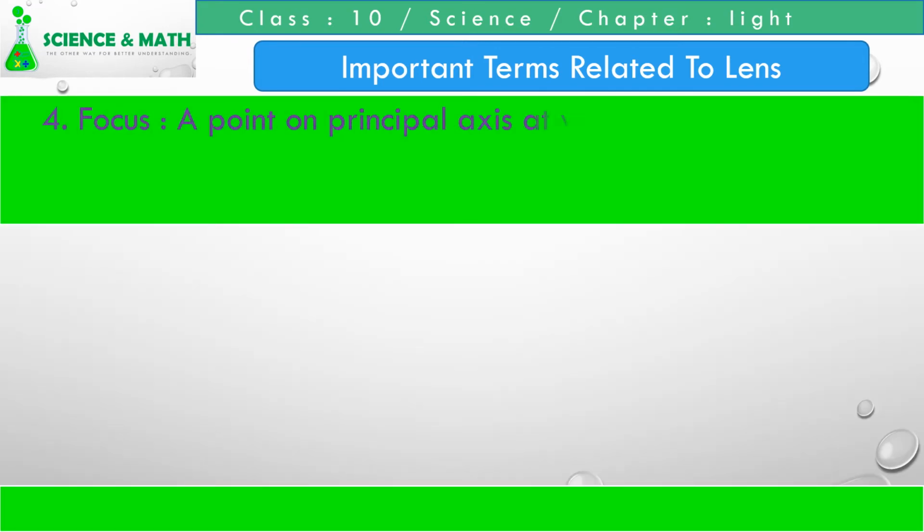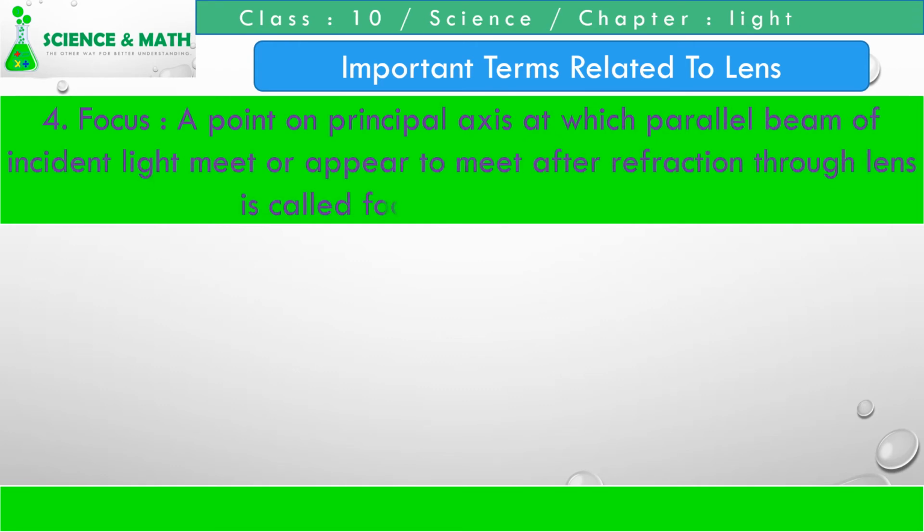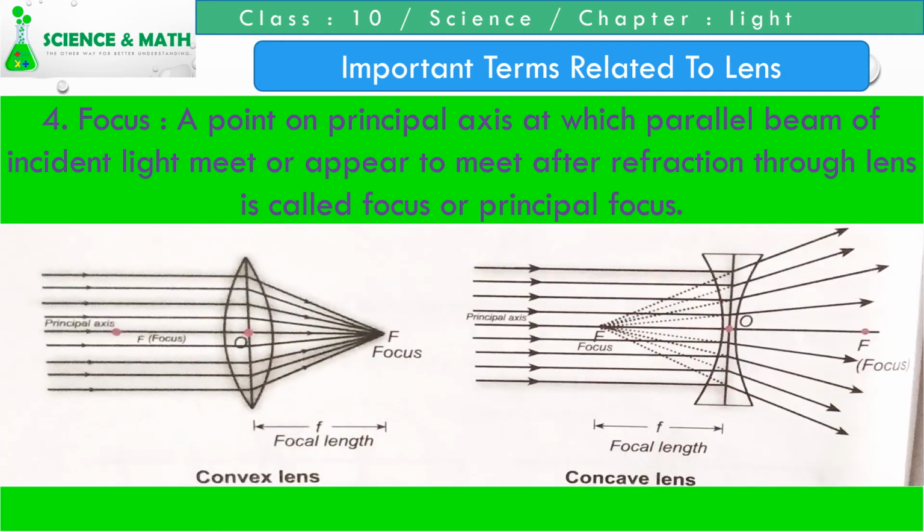Number 4. Focus. A point on the principal axis at which a parallel beam of incident light meets or appears to meet after refraction through a lens is called focus or principal focus. In the given figure, this point is called focus in the convex lens and this is the point called focus in the concave lens. Focus is represented by capital letter F.